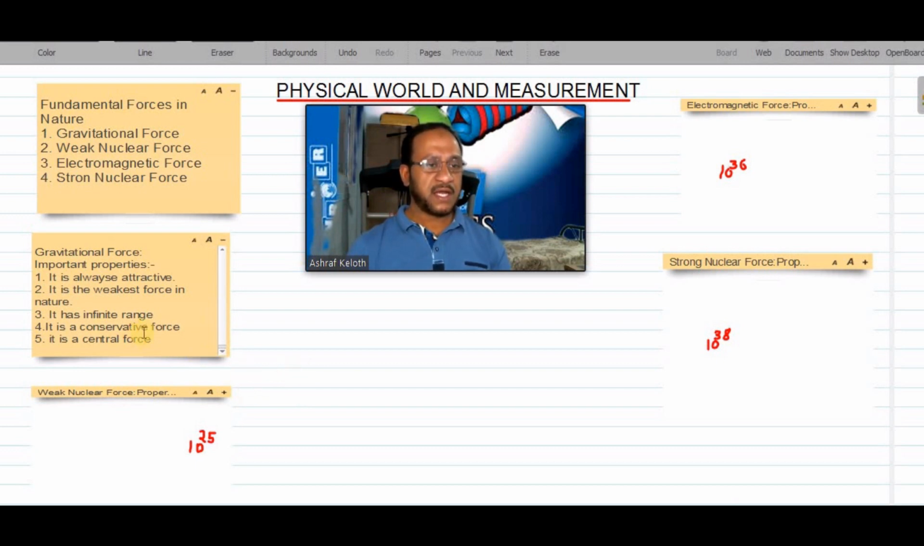So right now you have to note down this gravitational force is a conservative force. It means the work done by the gravity does not depend on the path taken. And the last one is it is a central force.